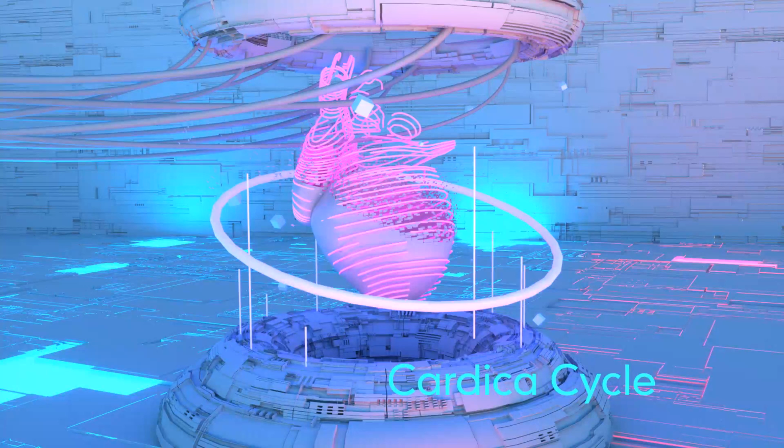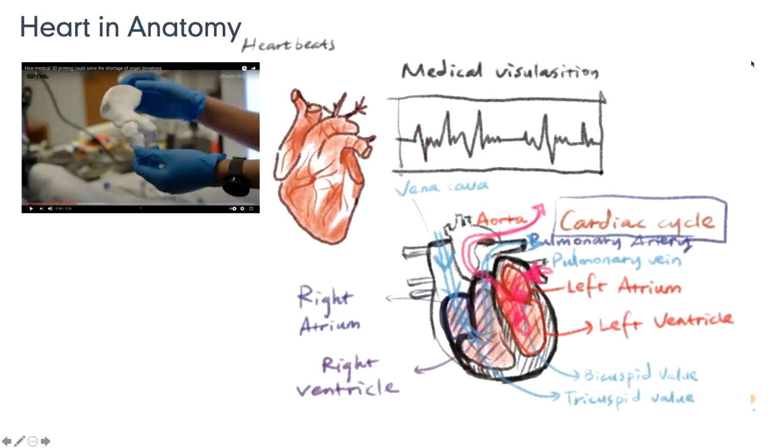Hello, I'm Ritin. The topic of my presentation is a 3D model of the cardiac cycle. I chose inner space as my design direction.